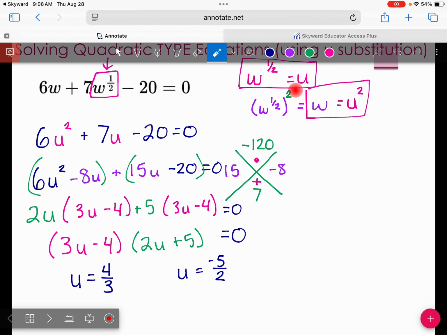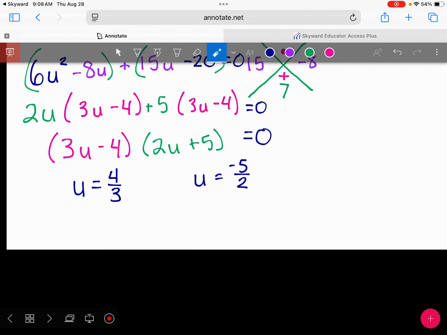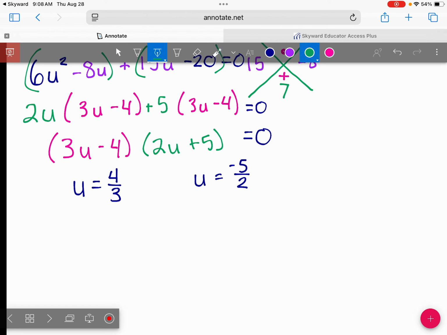And we know that u equals w to the 1/2. I do highly recommend writing this off to the side so that you remember what the heck u stands for. I find writing this very helpful, but you have to have this one down here. We need to know it. So we're going to swap our u back out for our w to the 1/2 equals 4/3. And our w to the 1/2 that equals negative 5 halves.